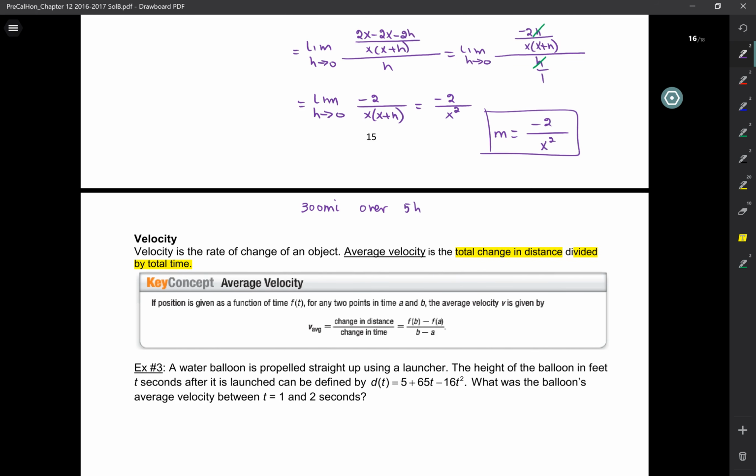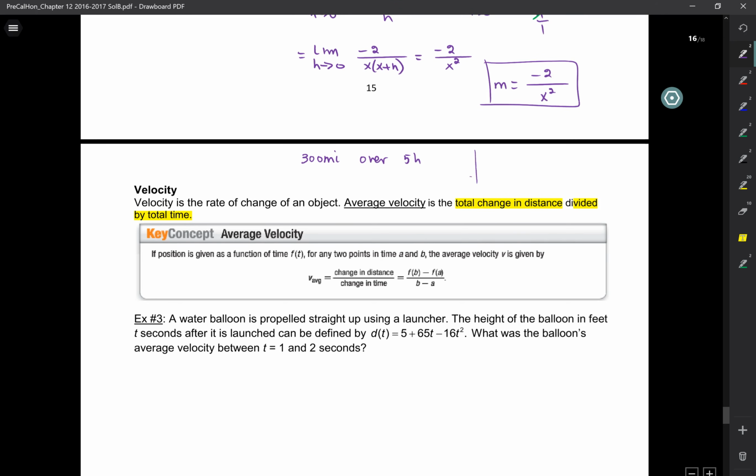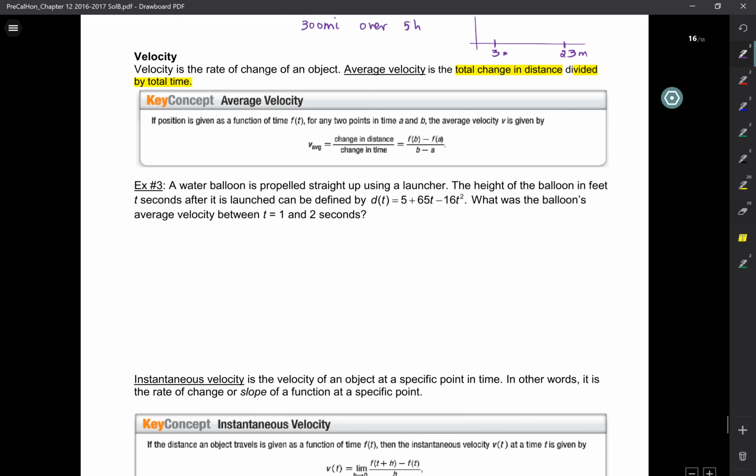So basically, if you are measuring distance like this, so suppose you started at 3 and you ended up at 23, okay? Meters. What's the total distance you have covered? 20. How did you do that? Your final distance minus your initial distance, right? So average velocity is your final distance, f of b, minus f of a.